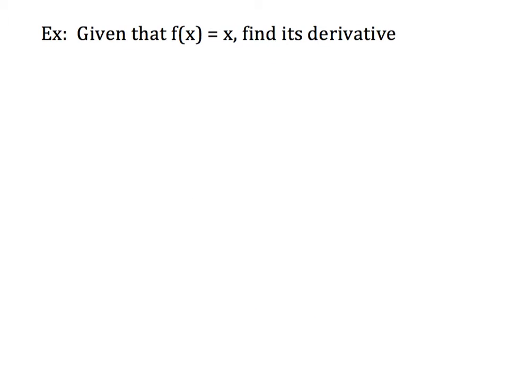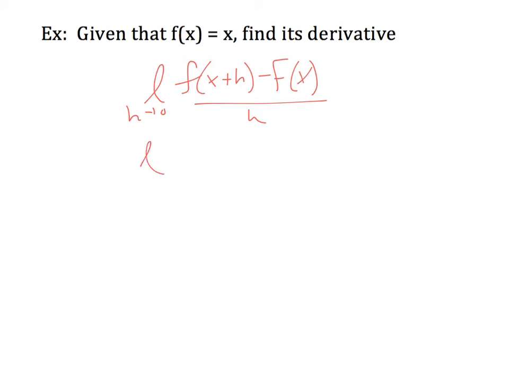Let's take a look at another example. It says, given that our function is now x, find its derivative. So let's use our long limit definition from before. The limit as h approaches 0 of f of x plus h minus f of x all over h. Now if we sub in x plus h wherever I see an x, it would be the limit as h approaches 0 of x plus h minus f of x, which is actually x in this case, all over h.